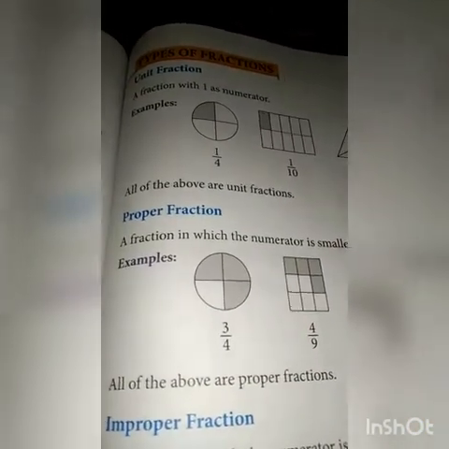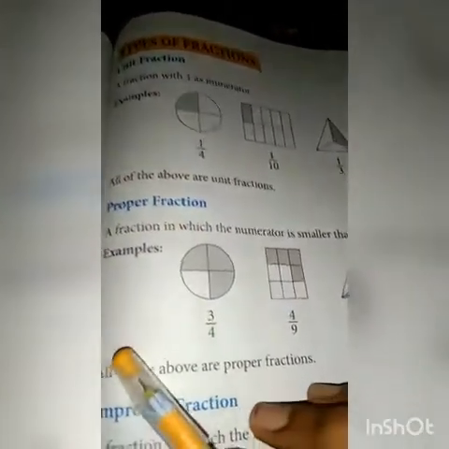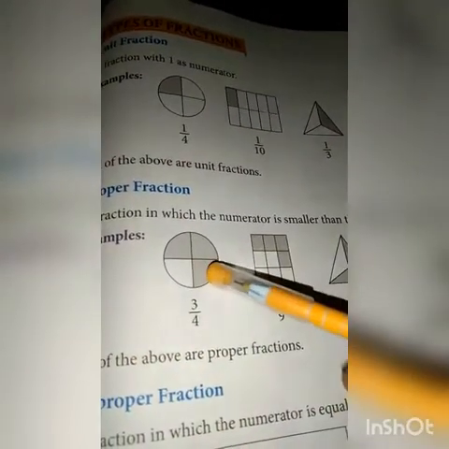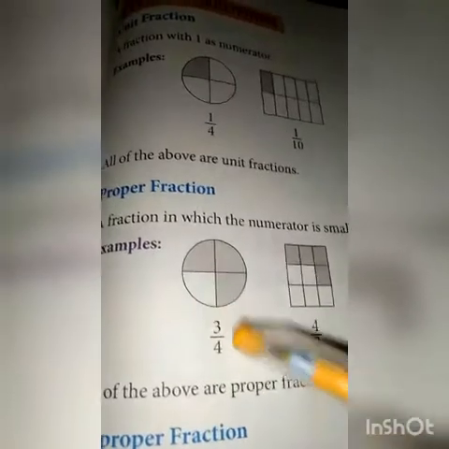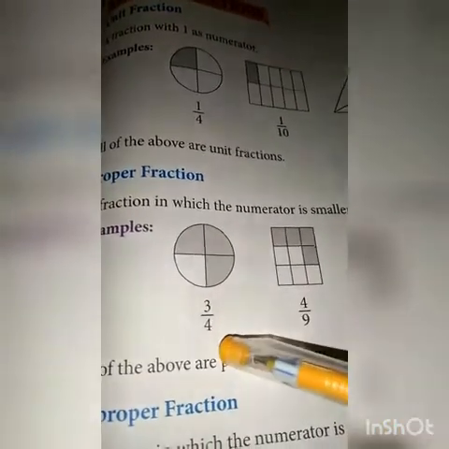Now the second is proper fraction. A fraction in which the numerator is smaller than the denominator is known as a proper fraction. For example, first is a circle. Here 3 parts are shaded and 1 is unshaded, and there are 4 total parts. So 3 upon 4 is the fraction. 3 is smaller and 4 is greater. The numerator is smaller and the denominator is greater.